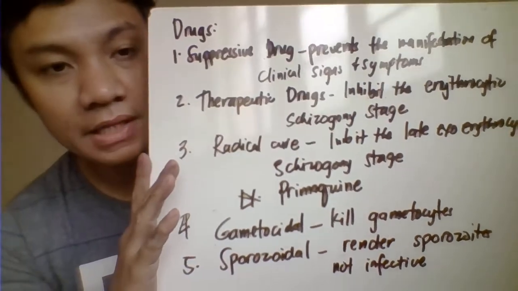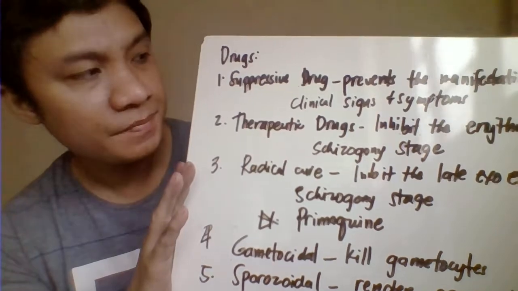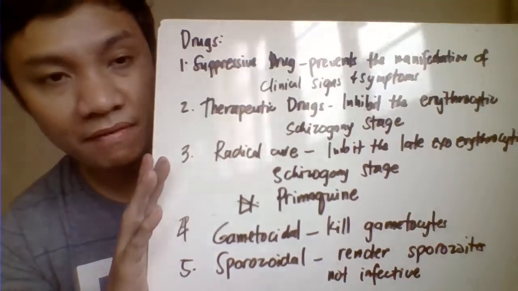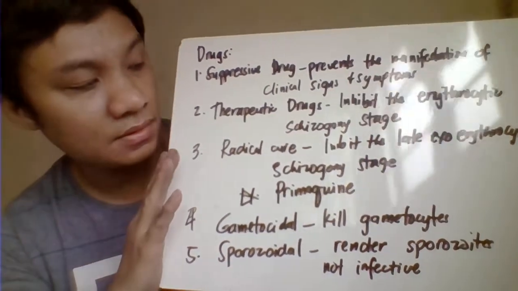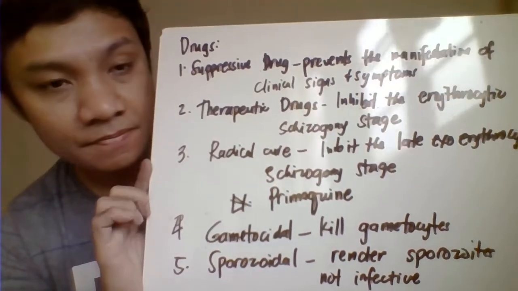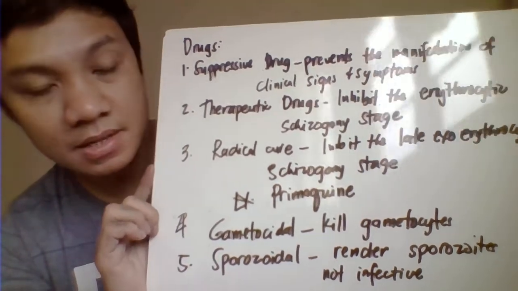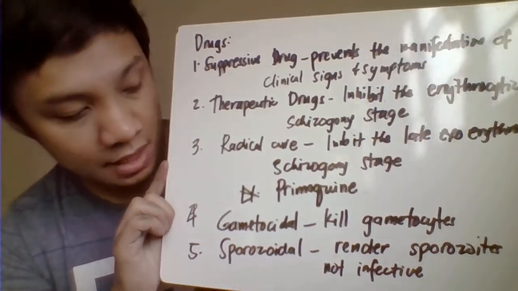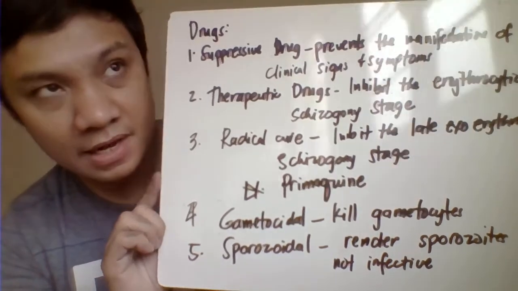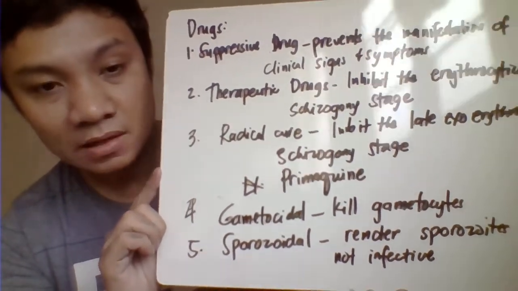Okay, now we have here the treatment. So we classify the drugs as either suppressive drugs. Suppressive drugs try to prevent the appearance of the signs and symptoms. Therapeutic drugs, on the other hand, inhibit the erythrocytic schizogony. And we have also the radical cure, primaquine, which tries to inhibit the late exoerythrocytic stage. Then we have also the gametocidal drugs, which try to kill the gametocytes.